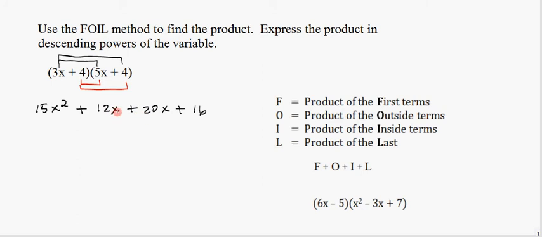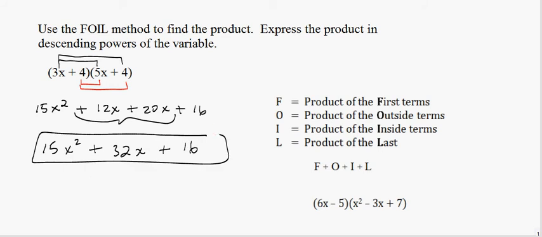Now let's collect these like terms. The 2 terms in the middle are both x terms, so I can put those together. So I have 15x squared plus 12 and 20 gives me 32x plus 16. So we've got the product. It's in descending powers of the variable, which means it's x squared, then the x term, and then the constant.